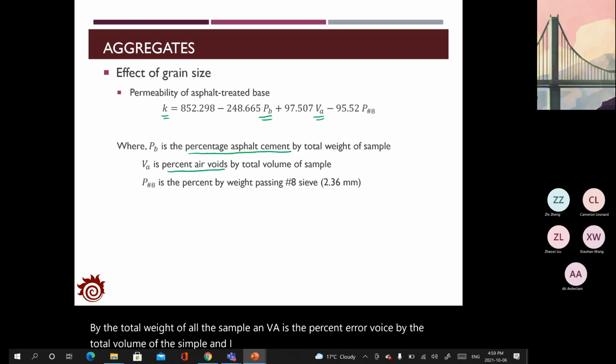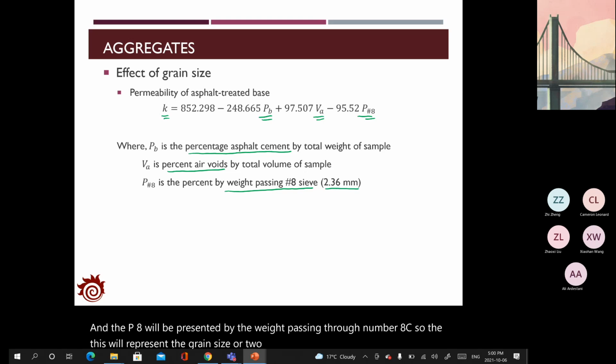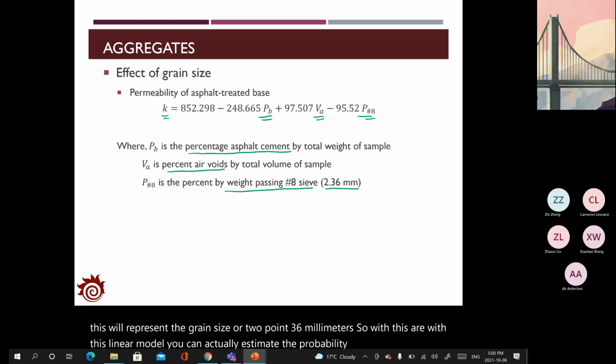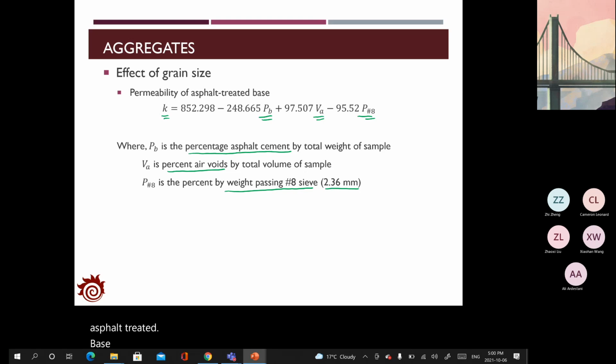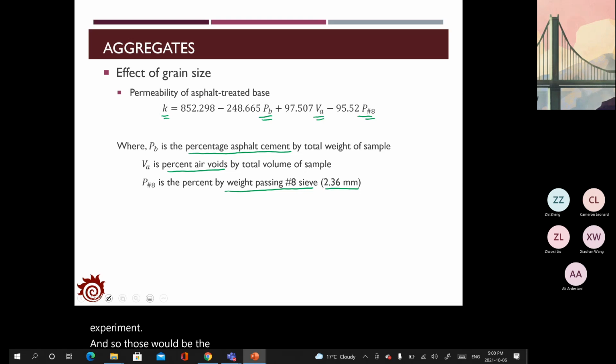I believe if you have already attended the tutorial session this afternoon, there will be some introduction about the air void and the weight of the sample and so on. And P number 8 is the percentage by weight passing through the number 8 sieve, which represents the grain size of 2.36 millimeters. With this linear model, you can estimate the permeability of the asphalt treated base aggregates. This is a simple model. Of course, it is also an empirical model. It comes from calibration with real world experiments. So those are the effects of the grain size on the permeability.